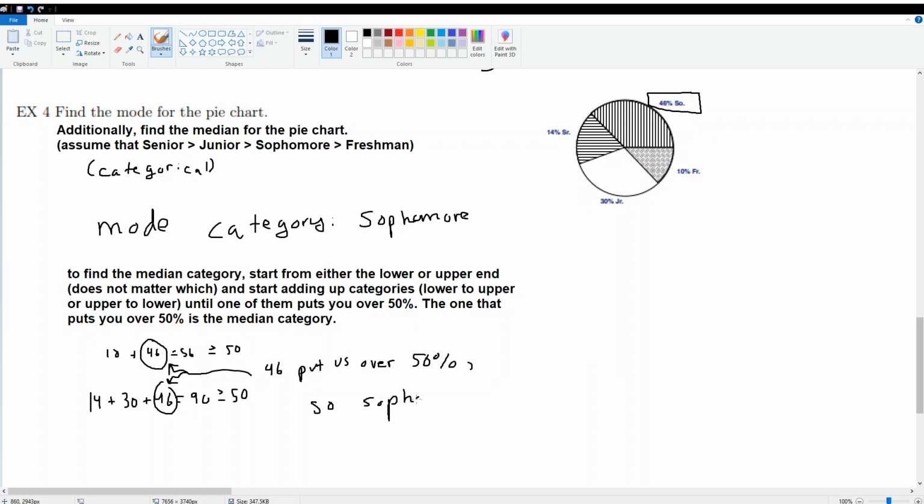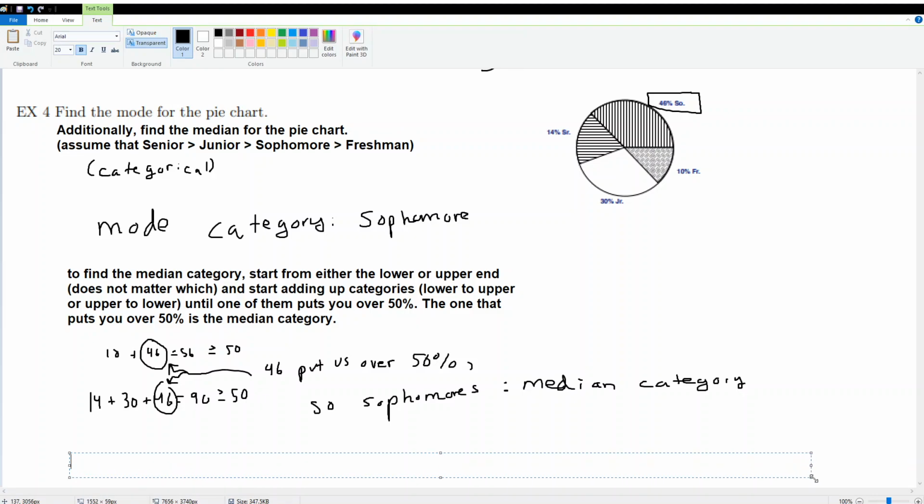Sophomores are the median category. Now, if I'd asked you what is the mode age, you have no way of knowing, because sophomores can be different ages. People are born at different points of the year. You don't have the ages yourself. So if I asked you what is the mode age or the median age, you wouldn't have enough information. So I'll write that down.